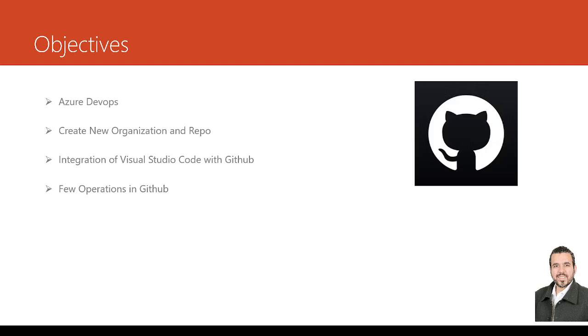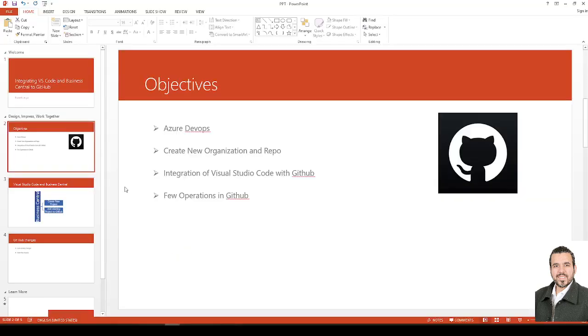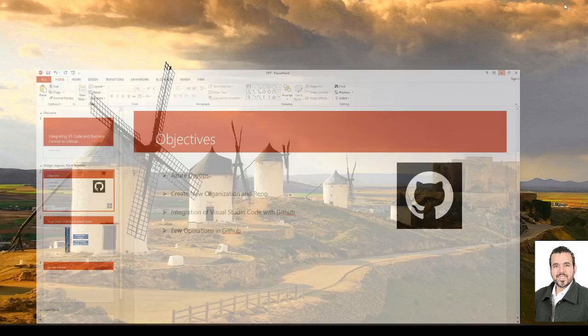Okay, so let's move. What are we going to do here? We will see Azure DevOps. We will make a new organization and repo. We will integrate Visual Studio Code with GitHub, and we will also do a few operations in GitHub. Believe me, this is going to be the smallest video, and a detailed one with the minimum steps that you can do. I hope it will help you. So let's dig into it.